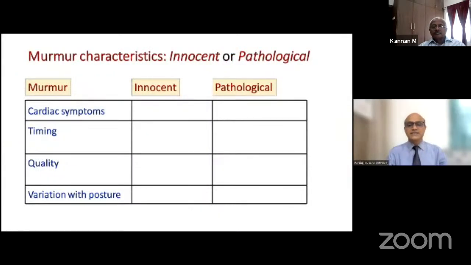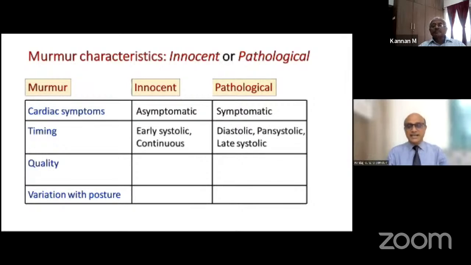Now, what are the characteristics of a murmur which is innocent and pathological? The cardiac symptoms would be there, or the child would be symptomatic, if it is a pathological murmur. Looking at the timing, you'll find the pathological murmurs are generally diastolic. You will be able to feel a diastolic thrill at times, or pansystolic or late systolic, whereas innocent cardiac murmurs are early systolic or continuous like venous hum. The quality of the murmurs are variable and harsh when they are pathological, and they are rarely altered by posture.